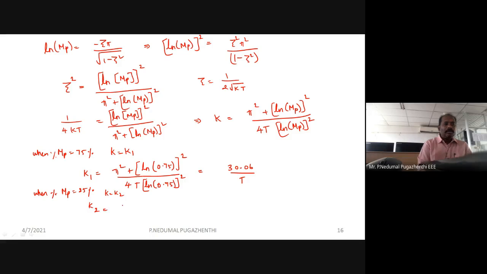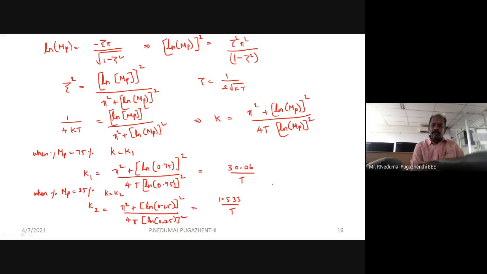and k2 is equal to pi squared plus natural logarithm of 0.25 the whole square divided by 4T into natural logarithm of 0.25 the whole square, which I get like 1.533 divided by T. You can verify if you have a calculator adjacent to you.